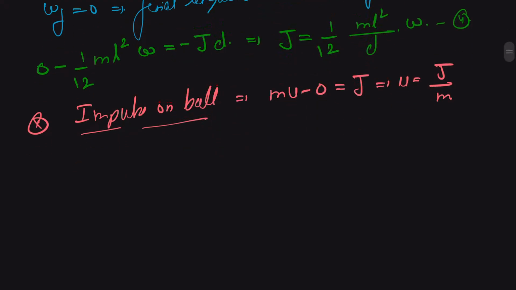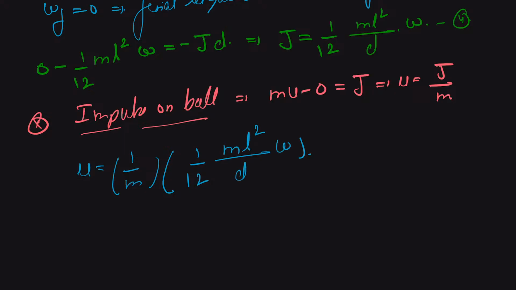And J we just found out, therefore we can write that u is equal to 1 upon m and J is 1 upon 12 mL square by d times omega. And this mass and mass cancels out, so we get this as 1 upon 12 L square upon d times omega.